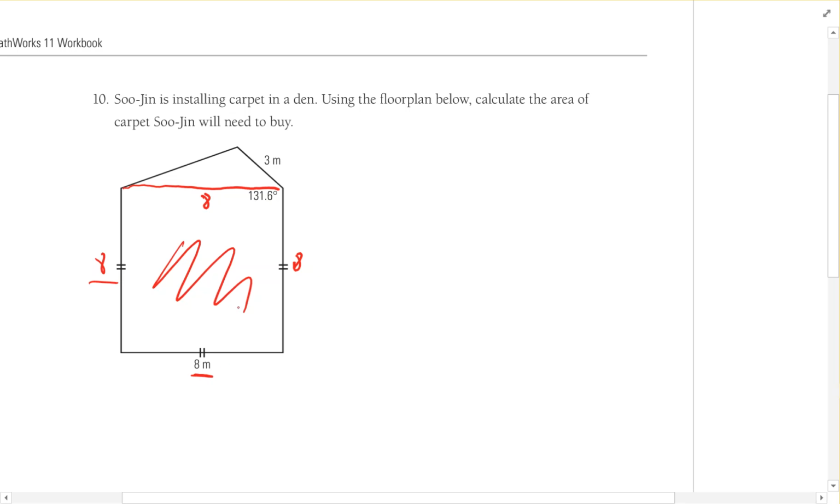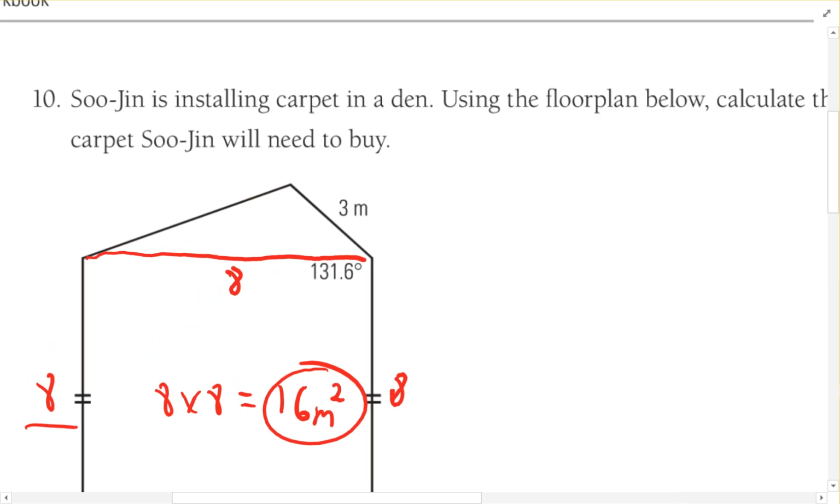So the area of that, let's even figure it out right now. 8 times 8, write that in the center. 8 times 8 is equal to 16. So 16 meters squared. All right, so we got that one figured out. We got to figure out the area of our triangle now. Remember the area of a triangle is just base, so the bottom here, which is 8, which we know, times the height from there to there. And you can see we've just made 2 triangles.